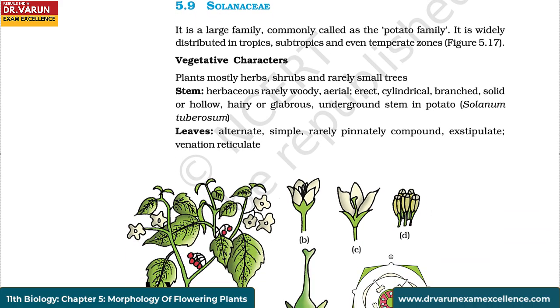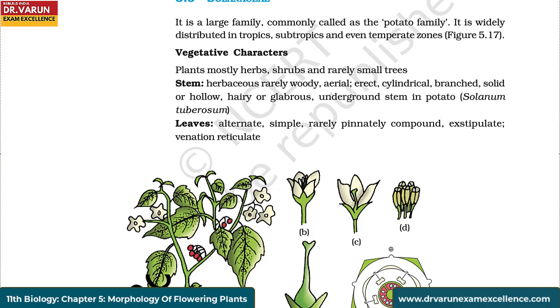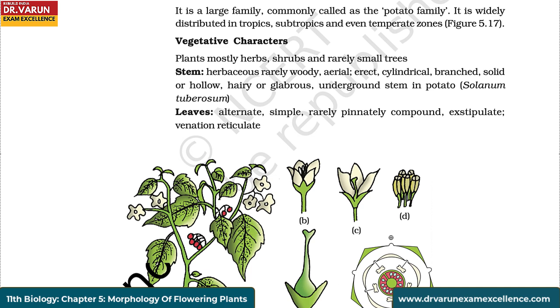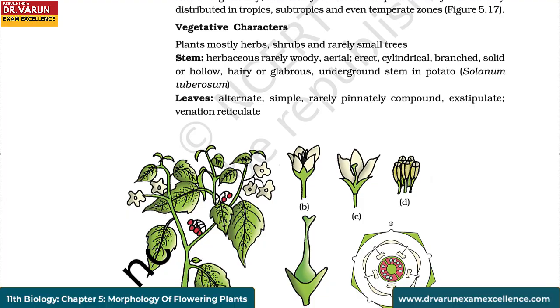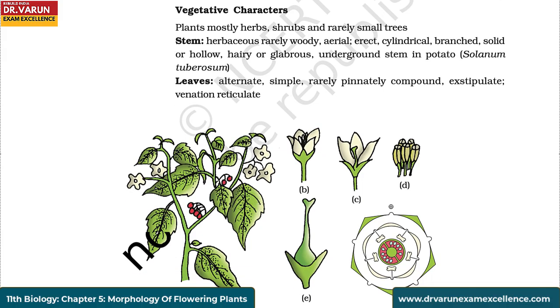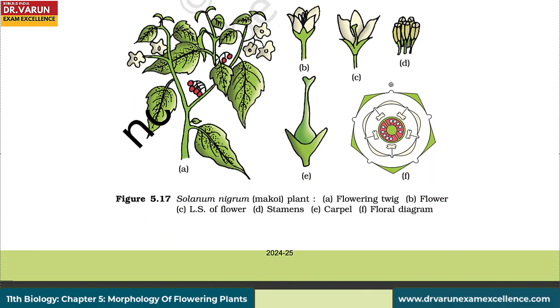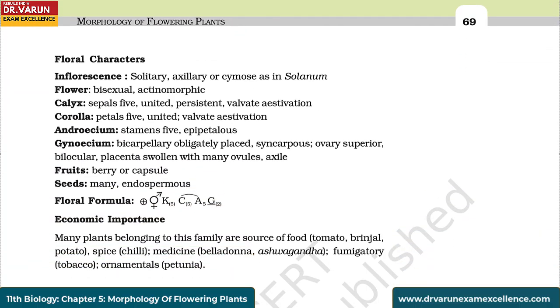Solanaceae. It is a large family commonly called as the potato family. It is widely distributed in tropics, subtropics, and even temperate zones. Vegetative characters. Plants are mostly herbs, shrubs, and rarely small trees. Stem, herbaceous, rarely woody, aerial, erect, cylindrical, branched, solid or hollow, hairy or glabrous, underground stem in potato, Solanum tuberosum. Leaves are alternate, simple, rarely pinnately compound, exstipulate, venation is reticulate. Floral characters. Inflorescence, solitary, axillary or cymose as in Solanum.